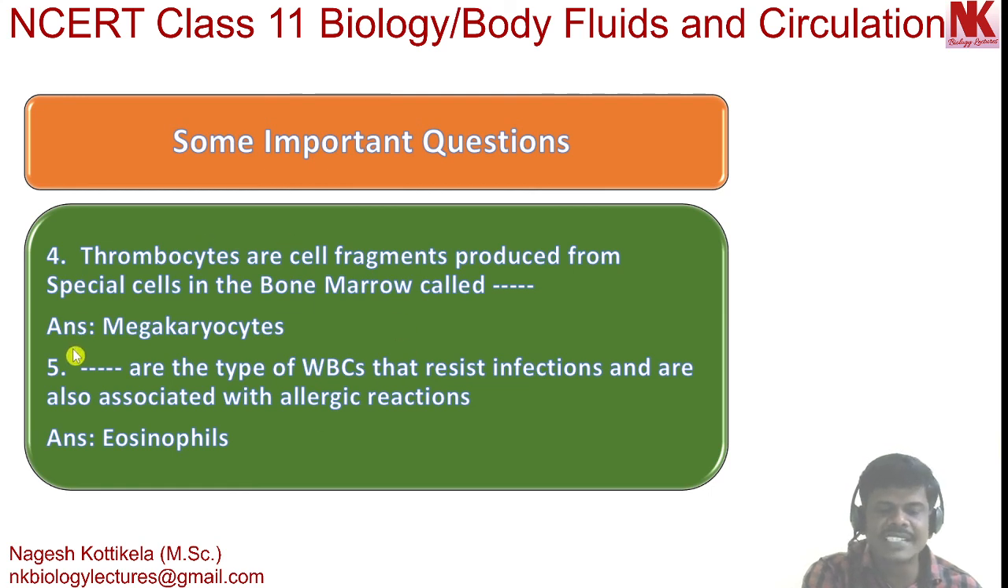Moving to the next and the last question. Dash are the type of WBCs that resist infections and are also associated with allergic reactions. The answer is eosinophils. This is all about today's session.